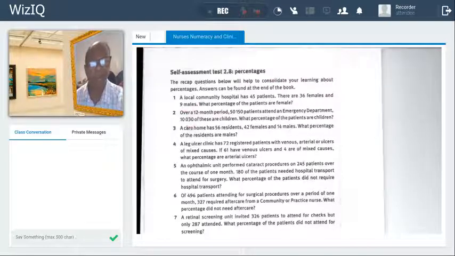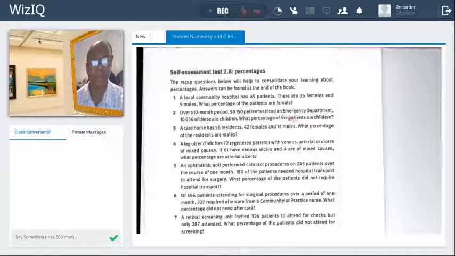Question number 2 says, over a 12-month period, 50,150 patients attend an emergency department, and 10,030 of these are children. What percentage of the patients are children?